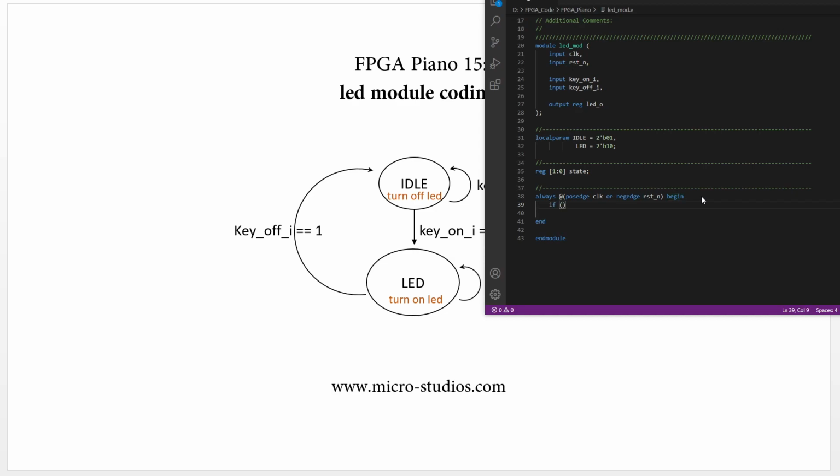Inside the always block, the first thing we need to handle is the system reset situation. The n means negative reset, so we need to add one symbol here. When the system is reset, we initialize the state variable to idle, and we make the LED output signal initialize to 0, and then else begin.